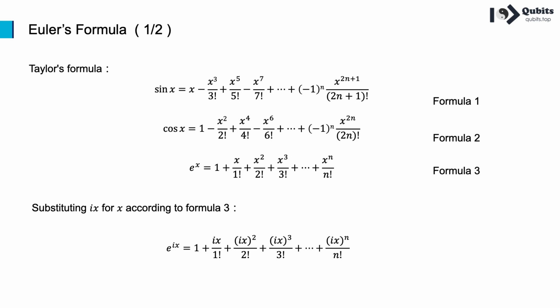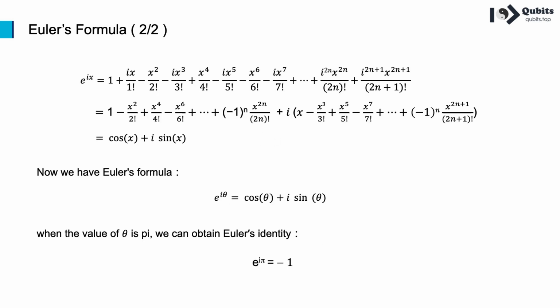Then, using formula 3, we substitute ix for x. Based on the calculation in the figure, we obtained Euler's formula. And when the value of theta is pi, we can obtain Euler's identity. Euler's formula is a mathematical equation that relates the values of the exponential function, the trigonometric functions sine and cosine, and the imaginary unit, which is denoted by the symbol I.